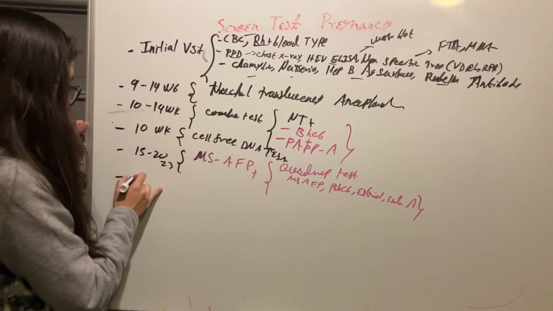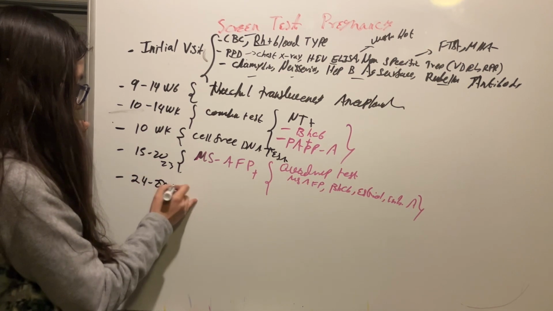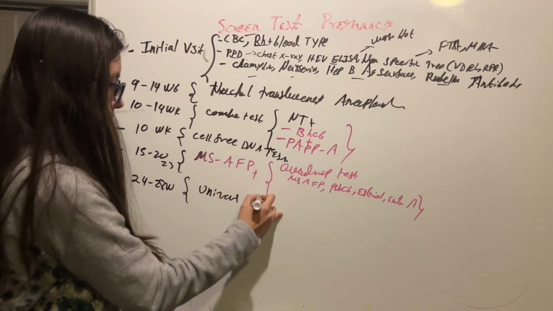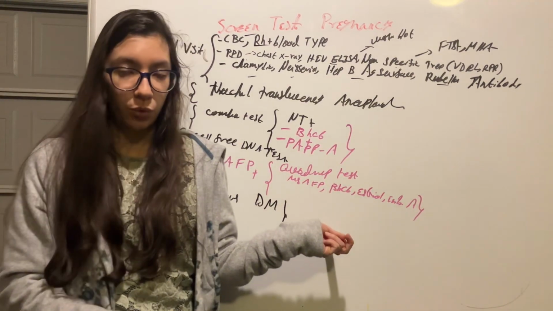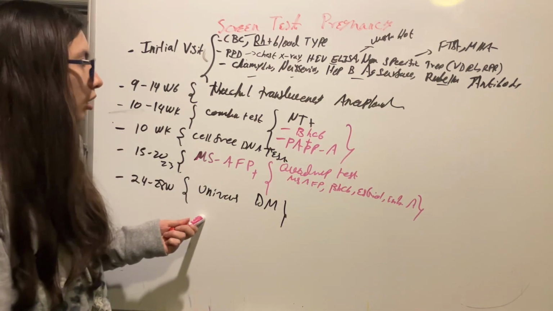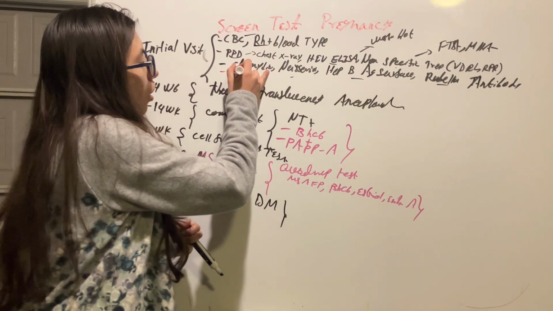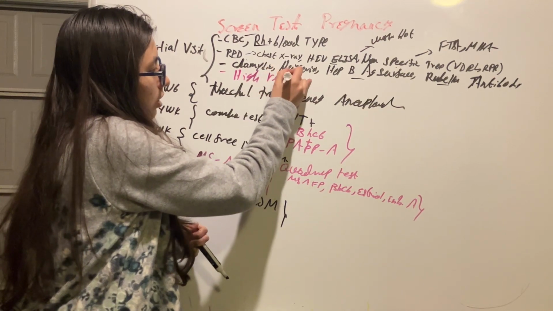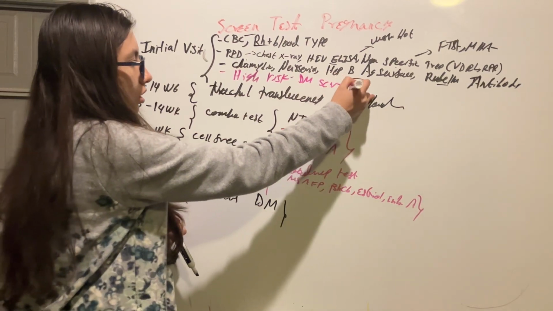Then at 24 to 28 weeks gestation, we do the universal screening test for diabetes mellitus. In cases of a patient with high risk of diabetes, the screening test should be during the first trimester. That is only in case of a high risk patient. That's the diabetes screening test.